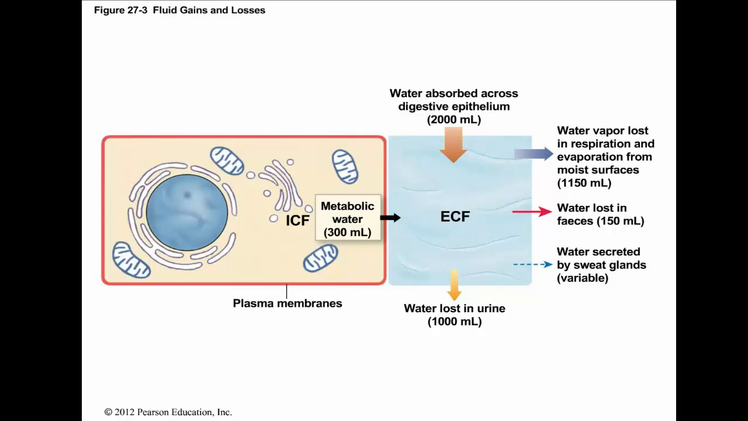Water is also lost as vapor in respiration. Every time you breathe out, if you put your hand in front of your mouth, you will feel that there is moisture on it, and water is lost off of body surfaces. So we lose about 1 litre and 150 mils from respiration. We lose about 150 mils in feces, and then there is a variable amount of water that is secreted via the sweat glands.